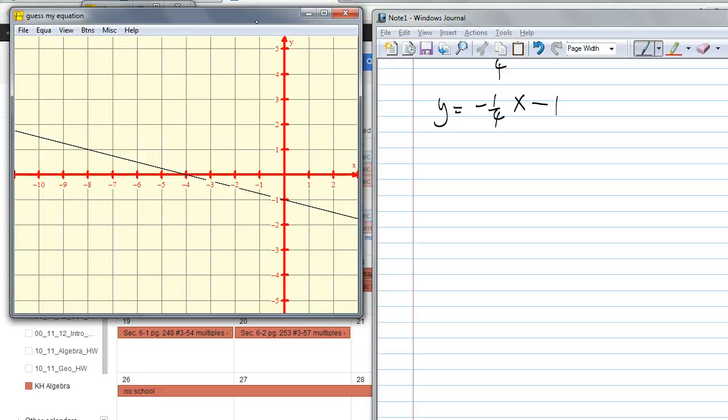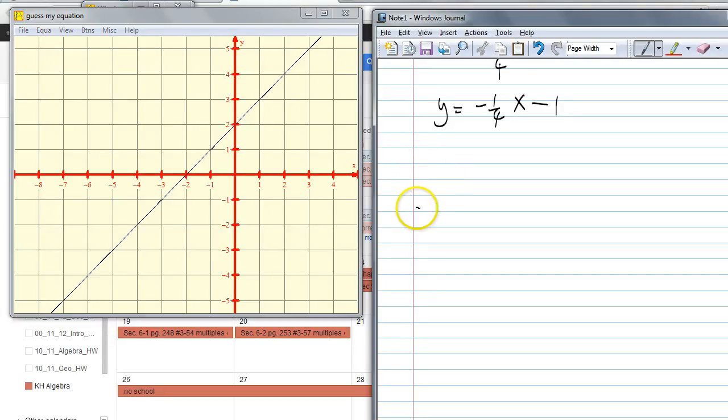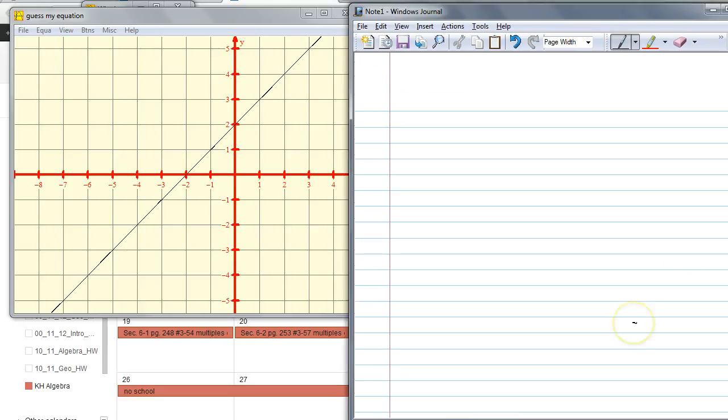Okay, so hold on. We'll give Jake a chance. Jake, what do you think? What's the equation of this line right now? Okay, so let me move over. Can I write it down? Okay, sure. Take your time.